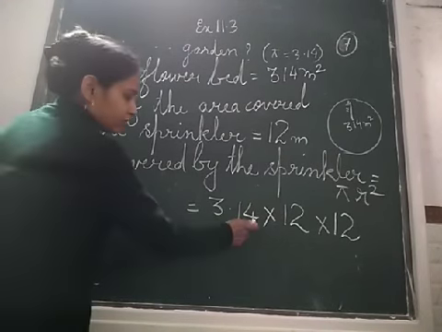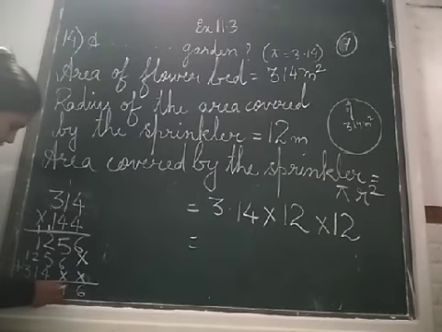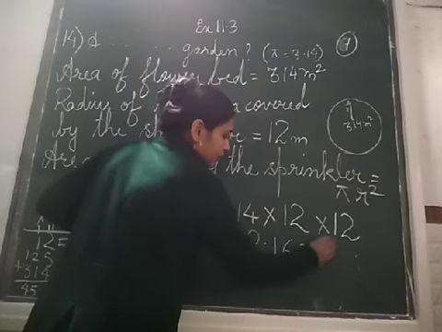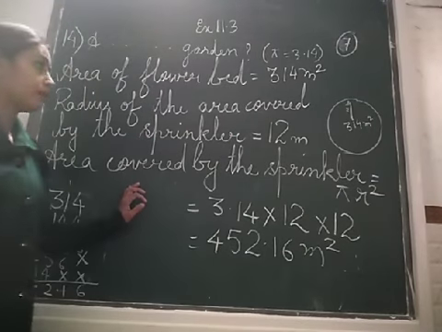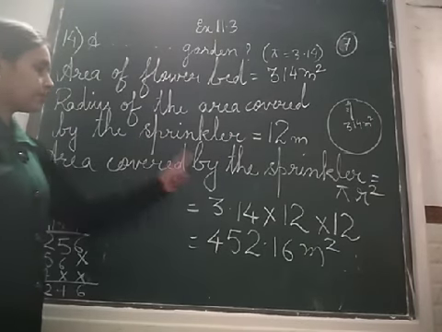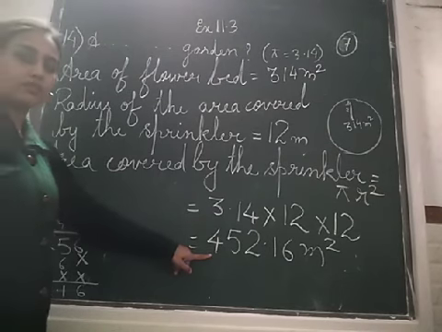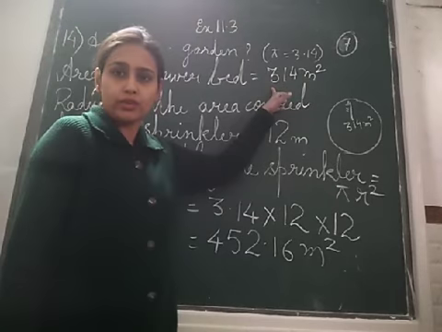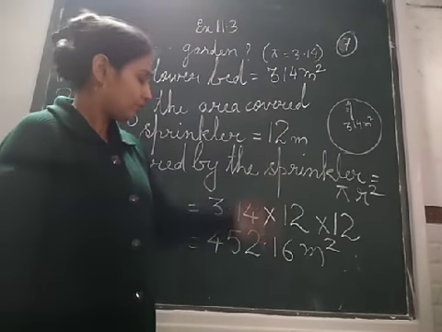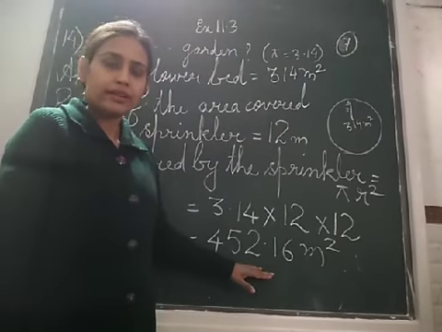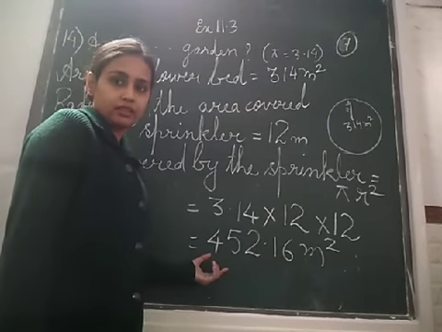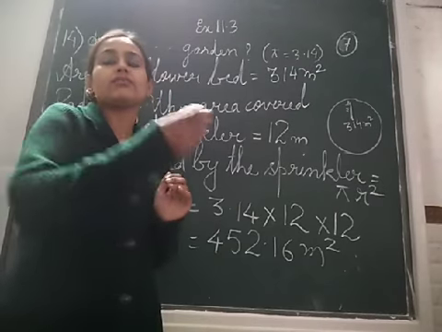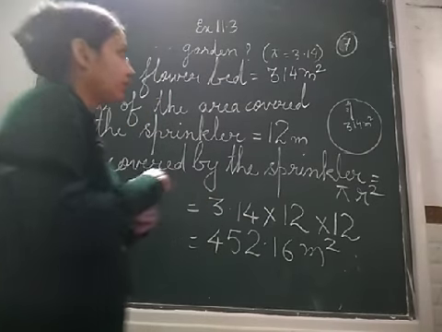How many places is the decimal, children? 1, 2. So 452.16 meter square. Now, the area covered by the sprinkler is 452.16 meter square, and the area of the flower bed is 314 meters square. So, can you make out which is greater? The area covered by the sprinkler is greater. So, is it able to water the entire area? Yes, in fact, it is watering the extra area also.